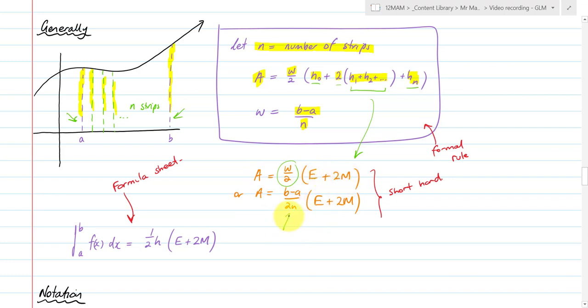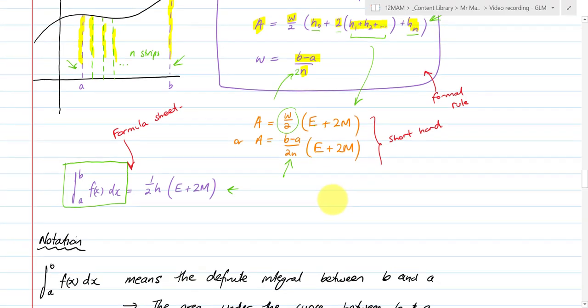Or perhaps you might just write the width as this. And of course it was width over 2, so it introduces an additional 2 in there, and so we get (b minus a) over 2n. That's another option. Or of course you could use the formula sheet one here, which is that. You don't quite know this notation yet, but you will by the time you get to your first assessment on this. But that's basically saying the area between a and b of f of x dx is equal to a half height times (e plus 2m). That's what that's saying. So the e plus 2m is important. I'd much prefer this. It's a little bit more traditional, but e plus 2m works, and so why not use it?